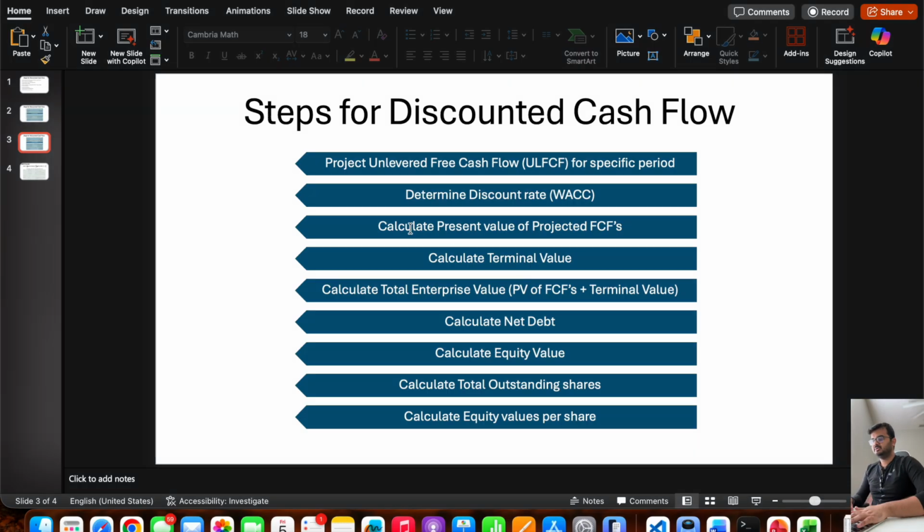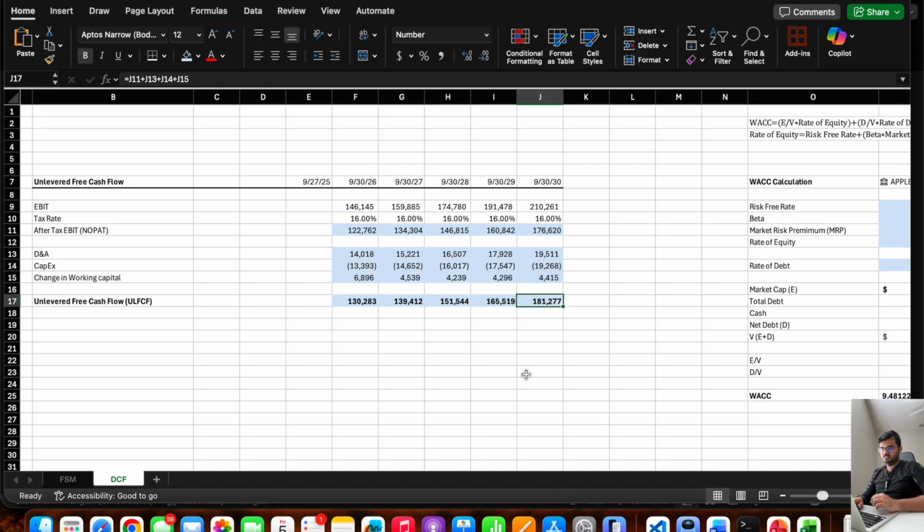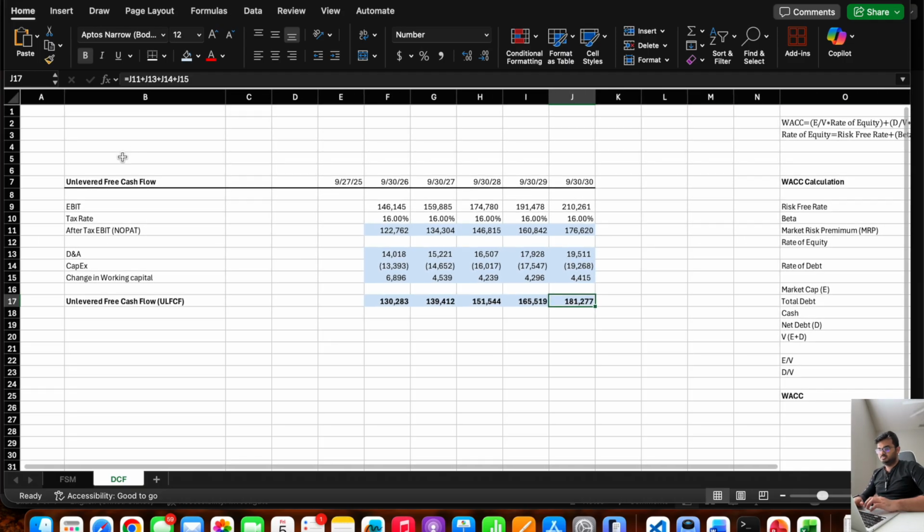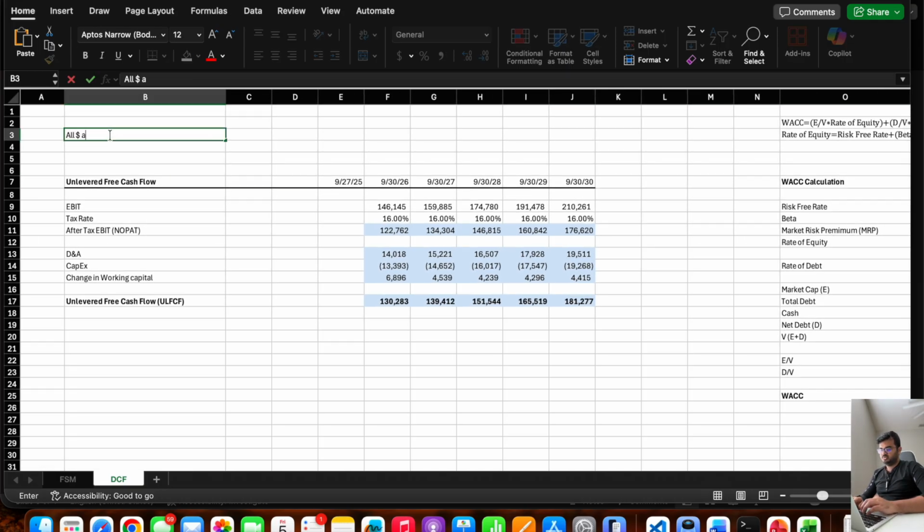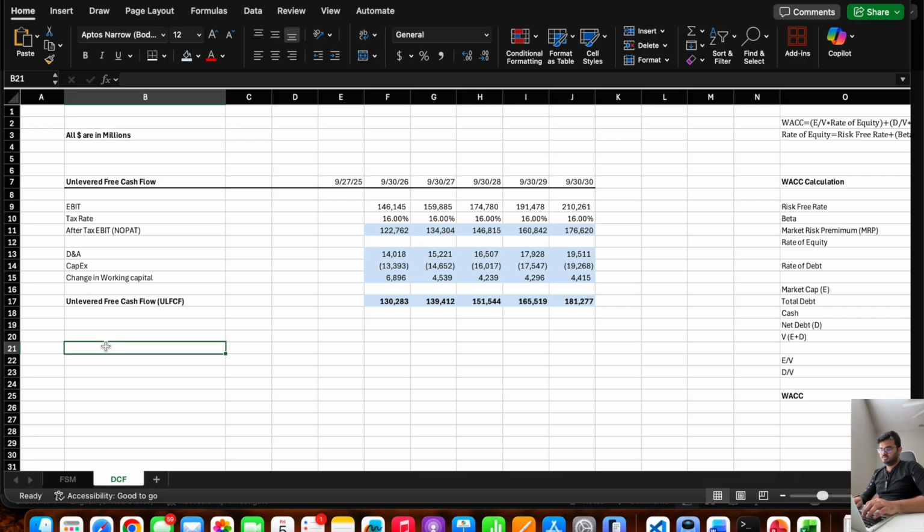So the third step is calculating the present value of projected cash flow. We are saying that by 2030, Apple will generate $181 billion in free cash flow. But as we are doing the valuation now, we need to know what that $181 billion after 5 years is worth now. Just to be very clear, I'll put a note: all dollars are in millions, so there is no confusion. Okay, so now what I'll do is present value of unlevered free cash flow.